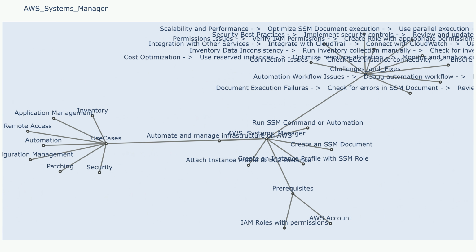Integration with other services. Integrate with CloudTrail. Connect with CloudWatch. Use AWS Lambda for custom integrations.